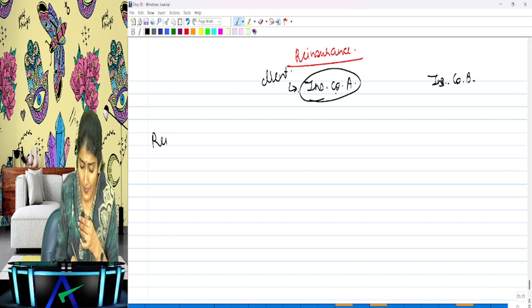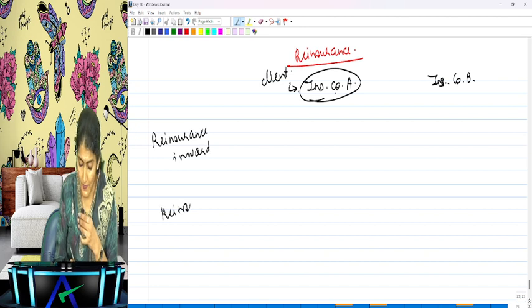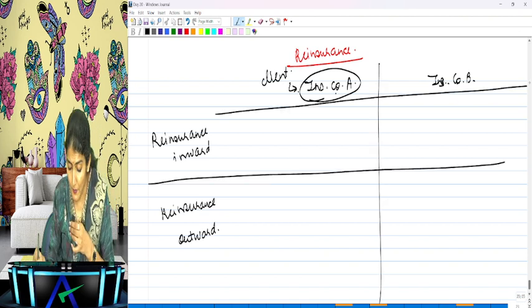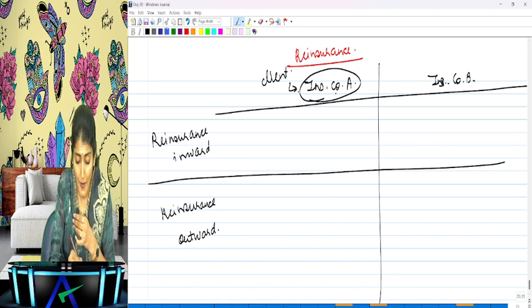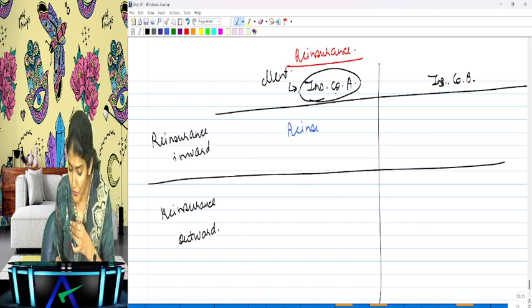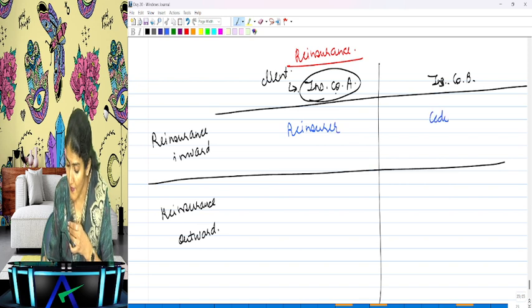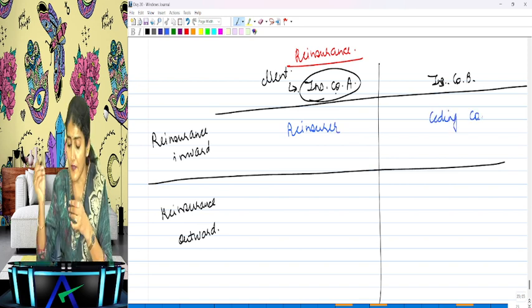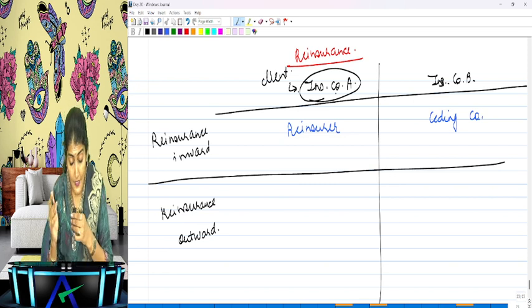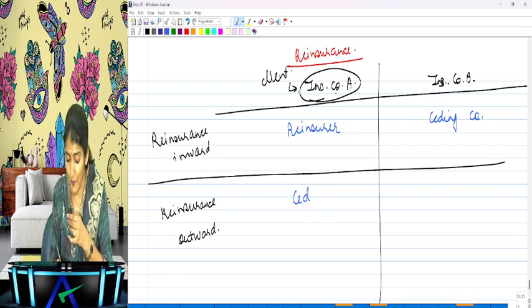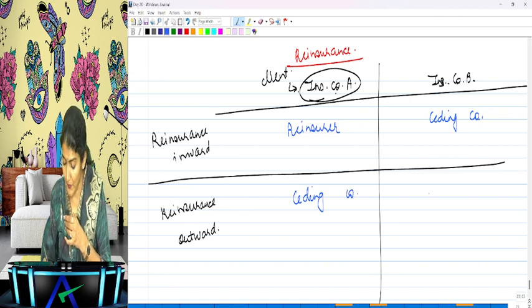Now, for my client, when will we say that it is reinsurance inward? And second, it could be reinsurance outward. Now for my client, when will it be reinsurance inward? When my client is the reinsurer and some other insurance company is the reinsuree or the ceding company. And for my client, when will it be reinsurance outward? When my client is the ceding company and the other insurance company is the reinsurer.